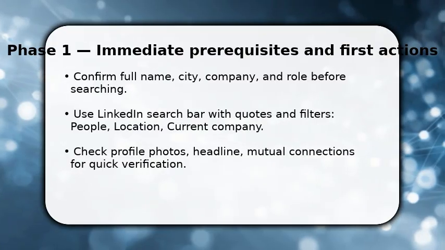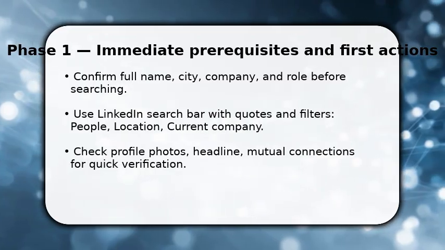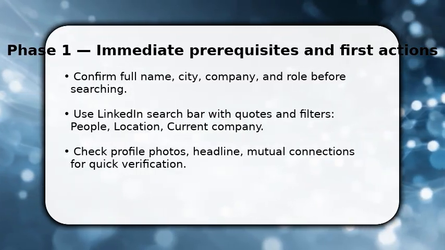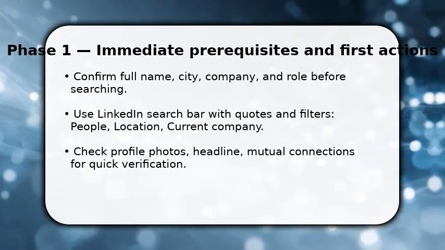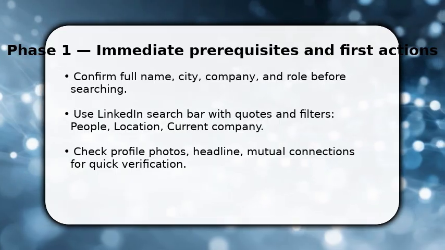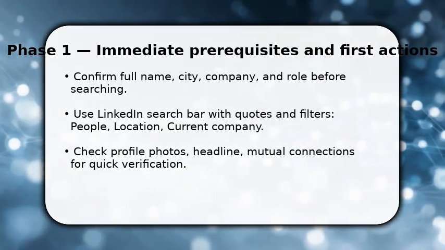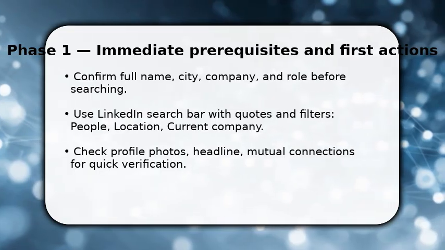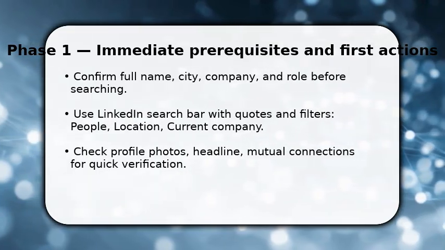You start by locking down the essentials: full name, city, and likely company. Type the name in quotes into the LinkedIn search bar, then switch to People. Next, apply location and current company filters to narrow results. This reduces noise quickly. Once done, scan headlines and photos for the role and employer match.